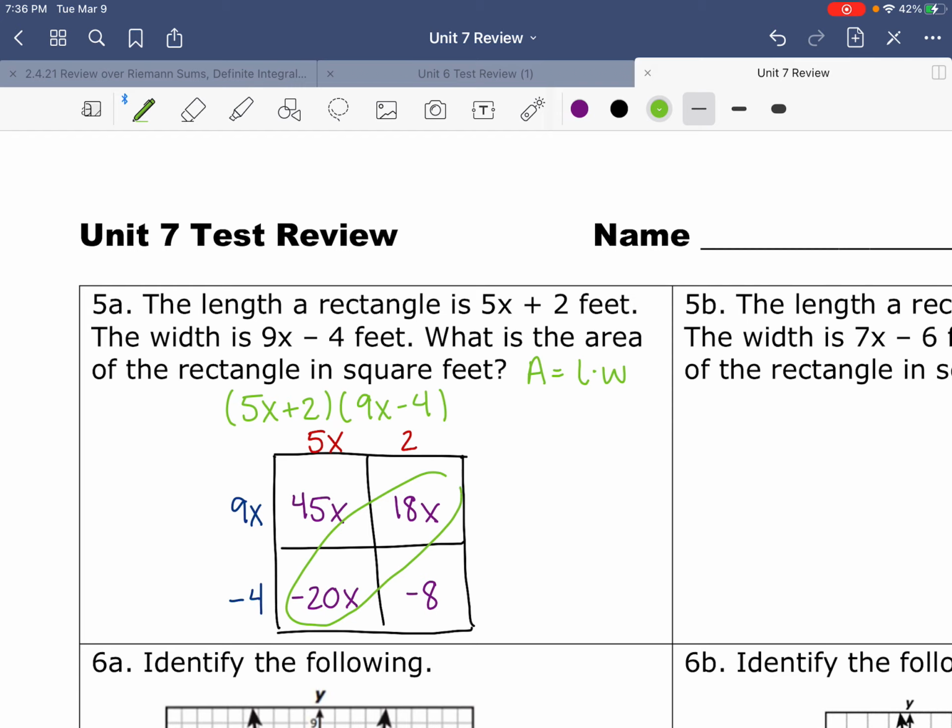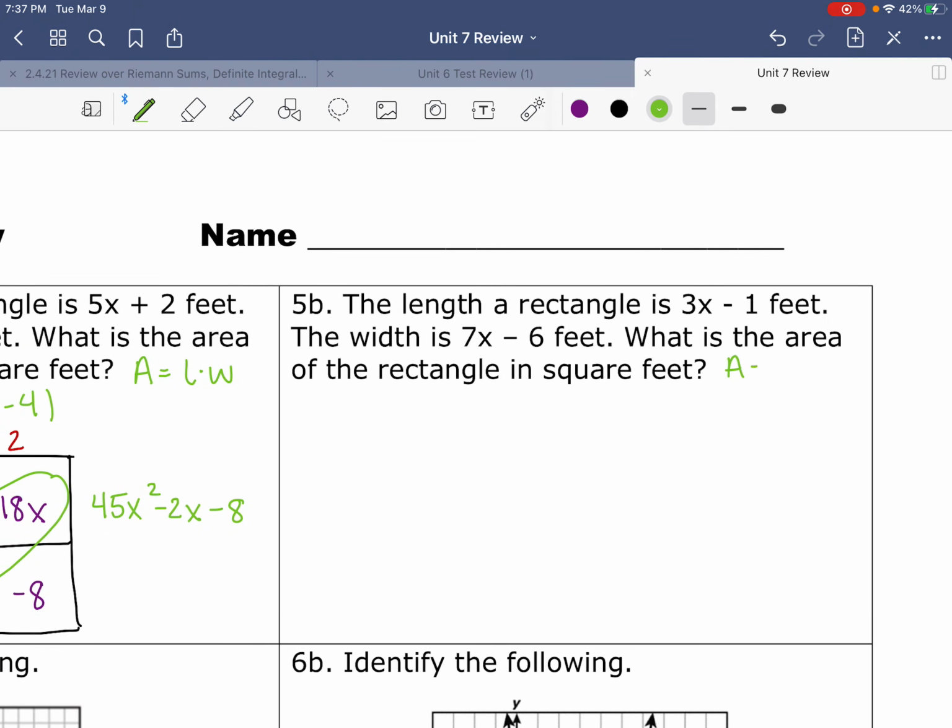Look at the diagonal. You have negative 20x and 18x. Oops, I messed up here. This should be 45x squared. So our final answer would be 45x squared. Negative 20 plus 18. That would be negative 2x. Then we have minus 8. So that would be the area of our rectangle.